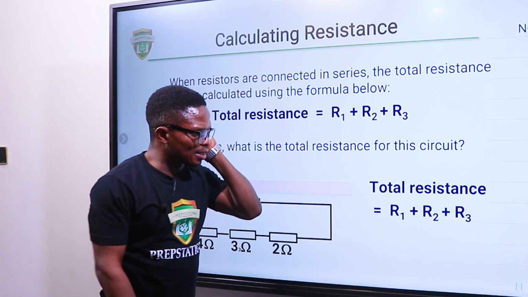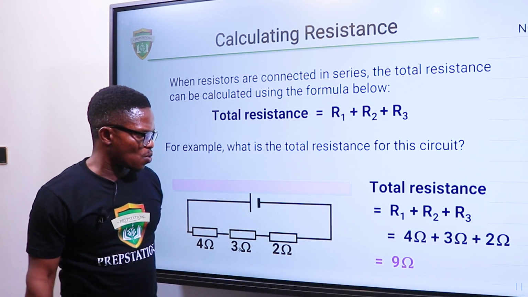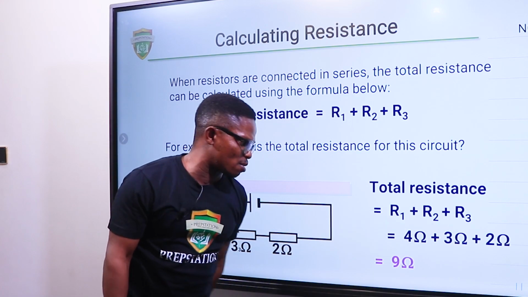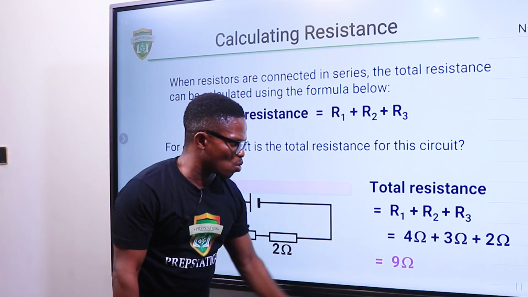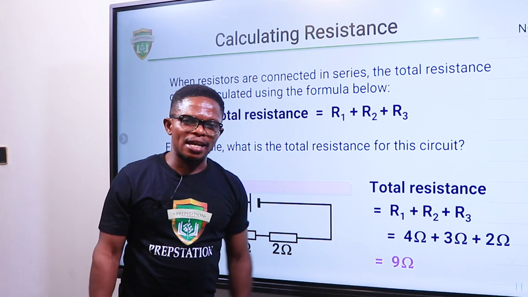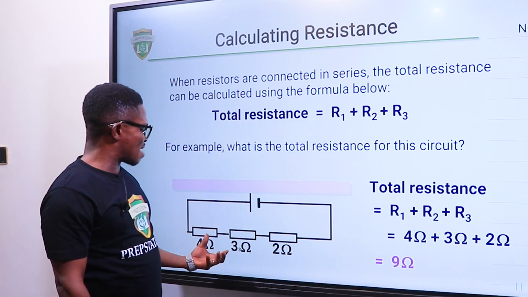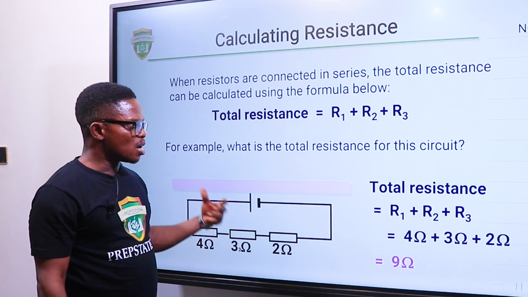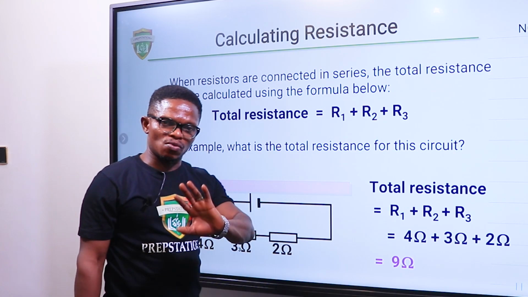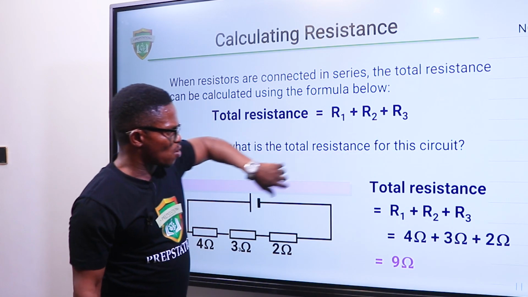Now, so total resistance, this is the calculation now, equals R1 plus R2 plus R3. Then that will be equal to what? 4 plus 3 plus 2. And then you have 9 ohms. So the total resistance in this circuit is 9 ohms. I want to believe that was simple and straightforward enough.